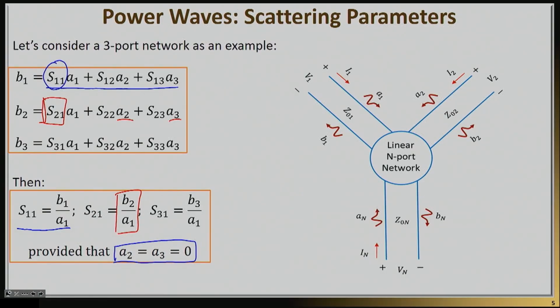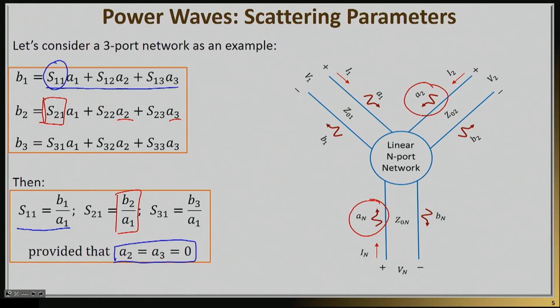Typically, we calculate all S parameters for a network, and so we have to go through this process for all of them. Now, you may ask the question, how can I really make sure that A2 and A3 are equal to 0? In other words, if I look at the figure here, how can I make sure, for example, that this An is equal to 0 or this A2 is equal to 0?